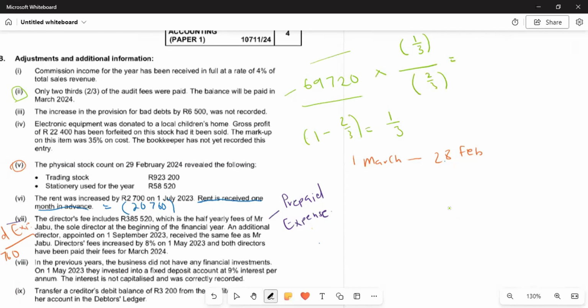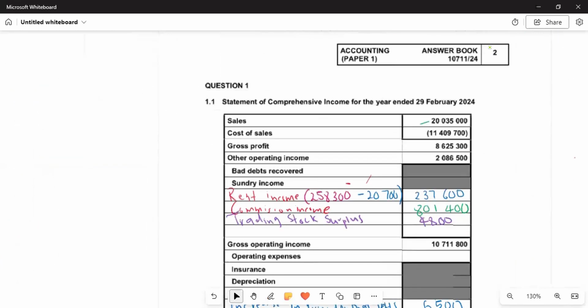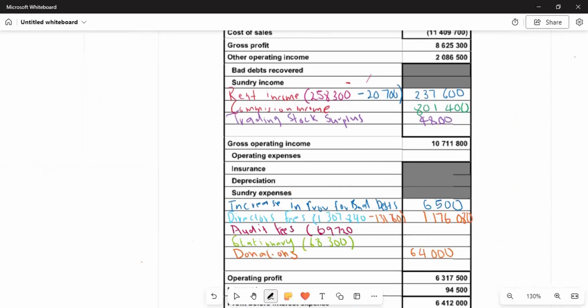So the amount that I'm supposed to add, which would be paid next year, is 34,860. Because remember, the 2/3 of my audit fees represents the audit fees that I've already paid. This is how much I am supposed to pay now, 34,860, right? So I'm going to add it there. So this plus 34,860. Now, when you add the two amounts, you should get your audit fees total as 104,580.